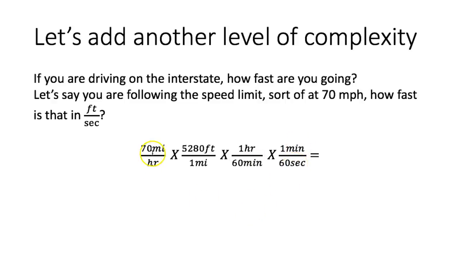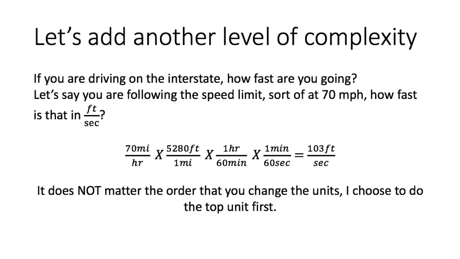When I do the math, I can ignore all of my ones because dividing by 1 and multiplying by 1 does not change the number. So in my calculator, I'm going to enter 70 times 5,280 divided by 60 divided by 60. And when I do that, I get an answer of 103 feet per second.